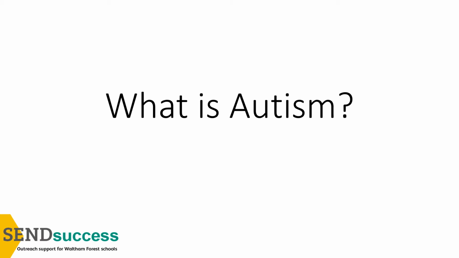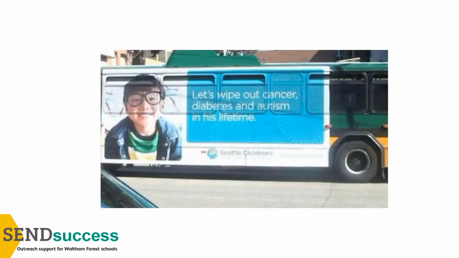So, what is autism? I'll start by showing you a picture of a bus. So this bus was in Seattle in 2013, and there was an advert on the side of the bus. This is from the Seattle Children's Hospital. Now, the advert on the side of this bus was not on the side of this bus for very long. There was a bit of a backlash against this from many members of the autistic community and their carers and supporters.